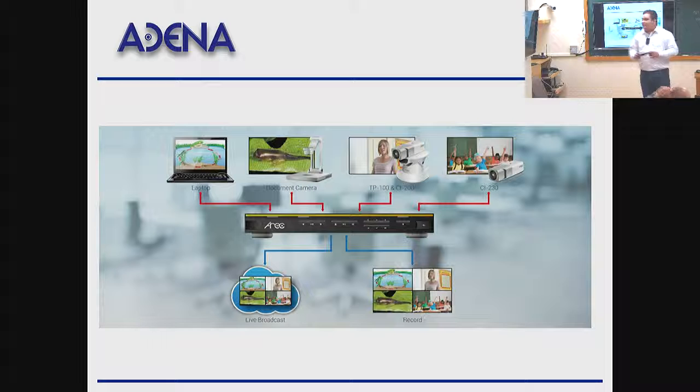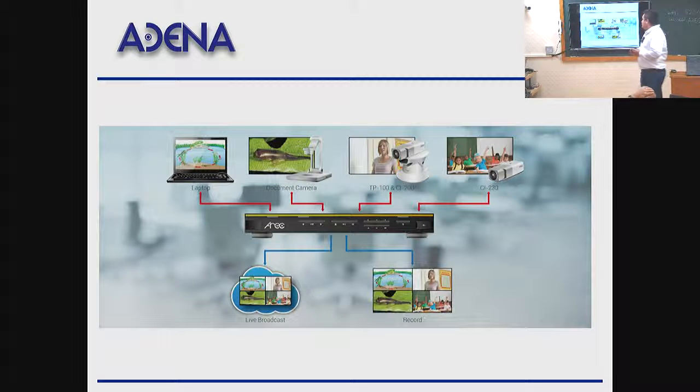So, in here you can see the working diagram of the media station itself. So you can see that we have 4 different inputs. In this case, the ones I'm giving are as example. You can actually place any VGA, HDMI, or IP input you can think of. So in this case, you have the laptop with the slides, the document camera, the TP100 and CI200 using only 1 channel, by the way, and the CI303, which is another camera.